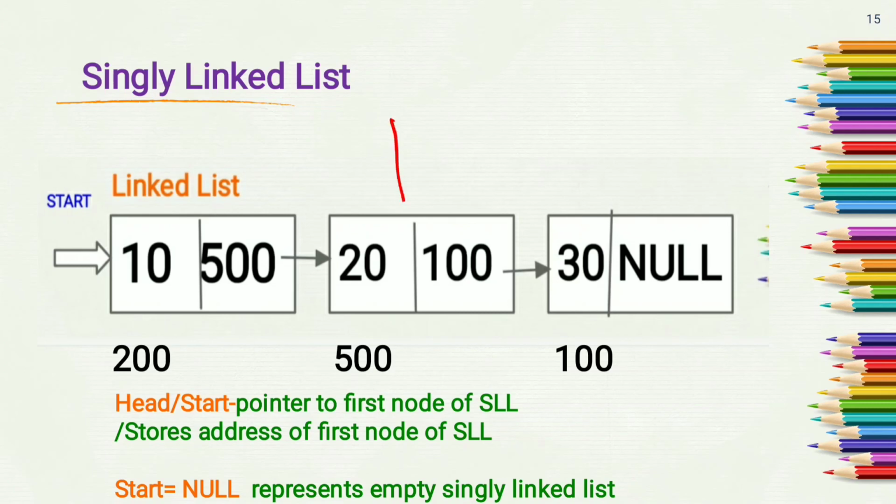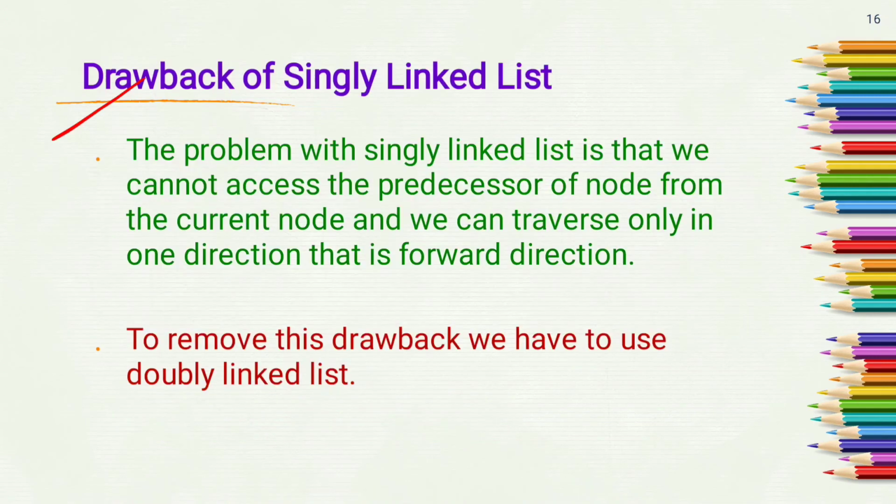If the current node is 20 and you want to access the 10, which is the predecessor or previous node of the 20, you cannot access it with the help of this, but you can access next node with the help of 20, but you cannot access 10 with the help of 20. So this is the drawback of singly linked list. To remove this drawback we have to use doubly linked list.